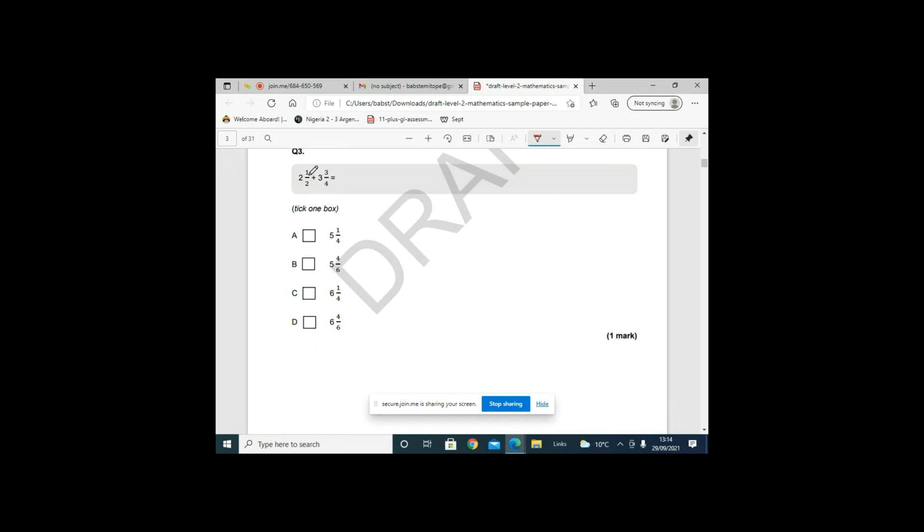What about this one? You add the whole numbers together, 2 and 3, that's 5. Then you find the LCM of 4, 2 and 4, which is 4. You change to the same denominator. This one is 2 over 4 plus 3 over 4. Just add it up, that's going to be 5 over 4. You can take this to 1 and 1 over 4. That's 6 1 over 4. That's it.